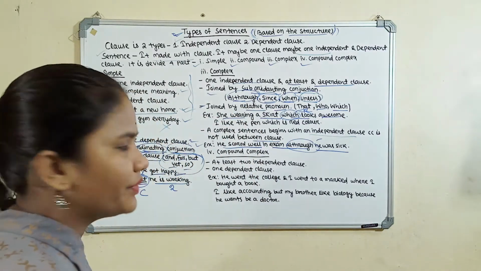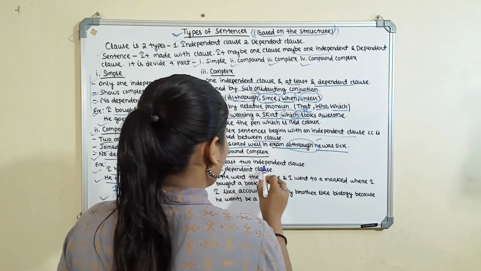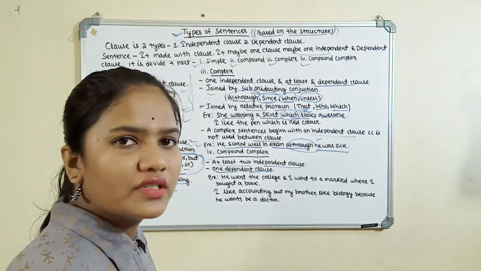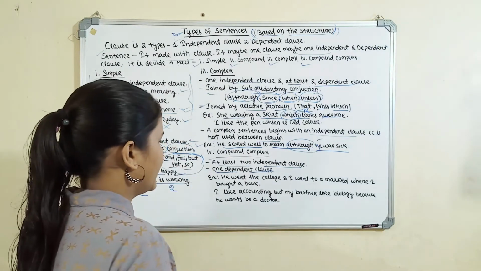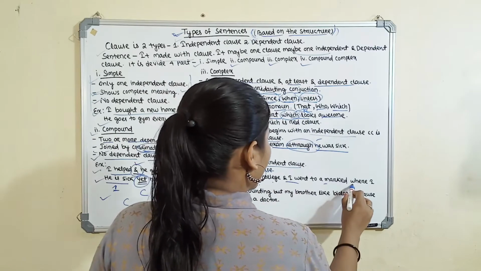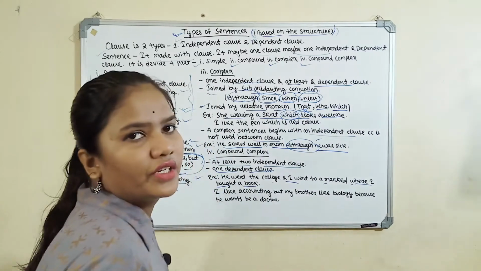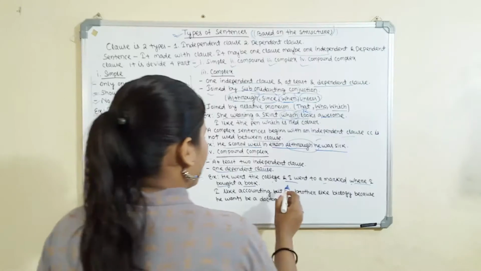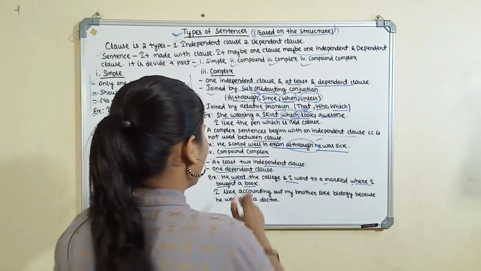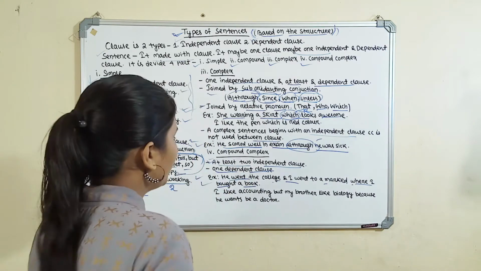Next we will move to compound complex sentences. In compound complex sentences, there are at least two independent clauses and at least one dependent clause. Let's take one example: he went to the college, but I went to the market where I bought a book. Here are two independent clauses and one dependent clause. It satisfies the condition of compound complex sentences, so it is called a compound complex sentence.